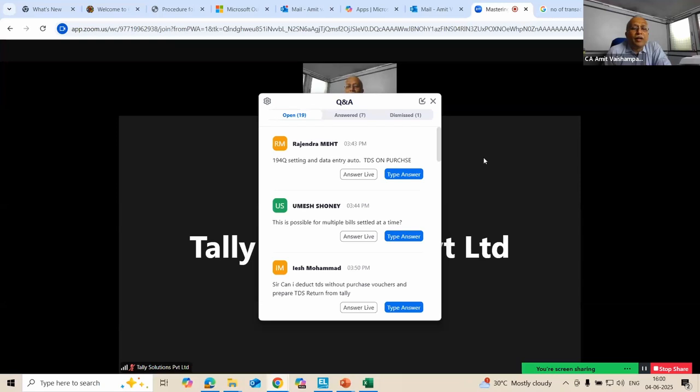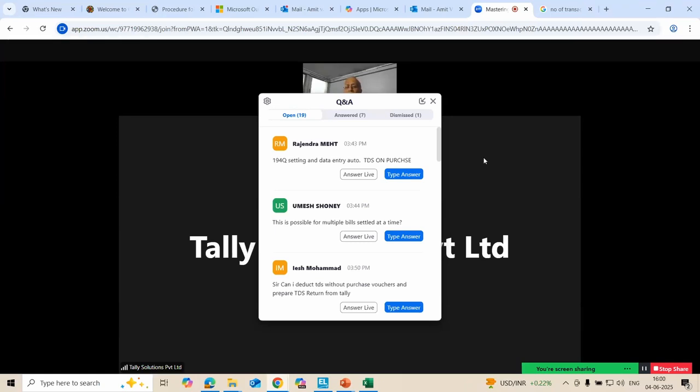194Q setting and data entry auto, TDS on purchase. Rajendra Mehta, I have not understood your question, but I believe it is about 194Q setting and data entry auto. I don't understand what the question is here. Currently, I am doing the data entry.